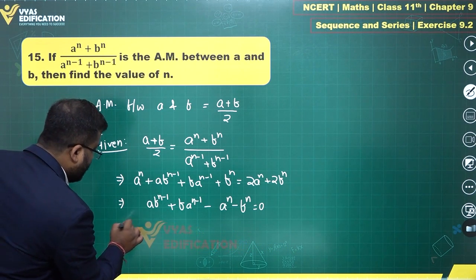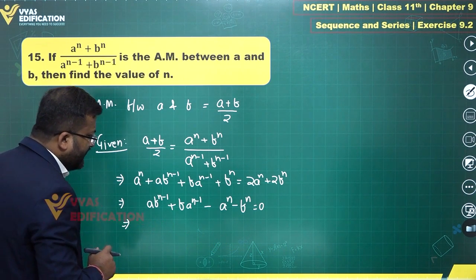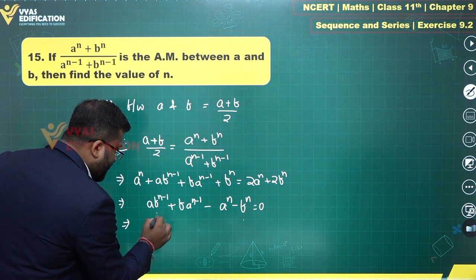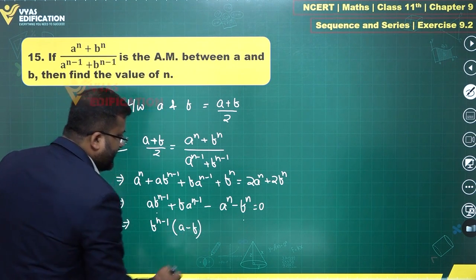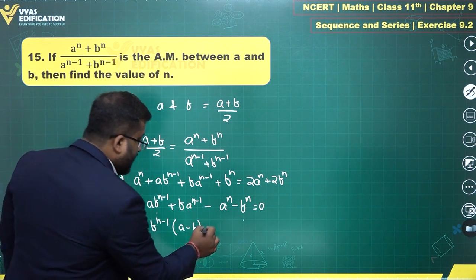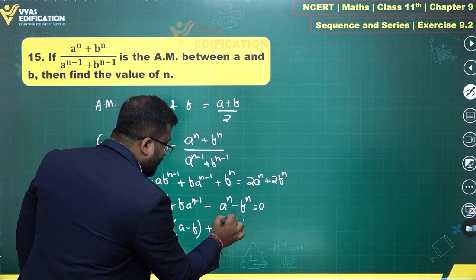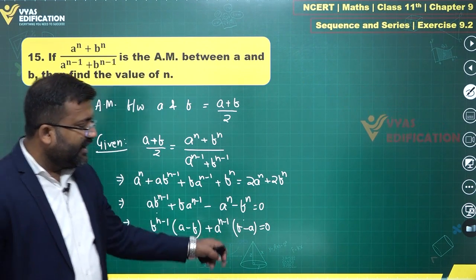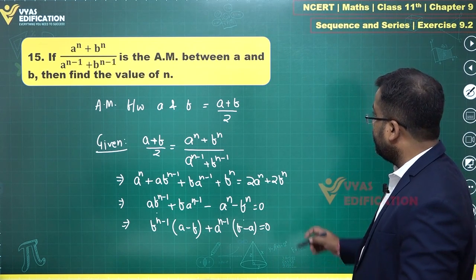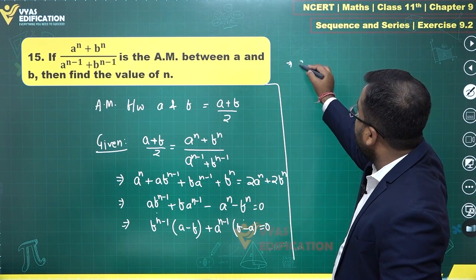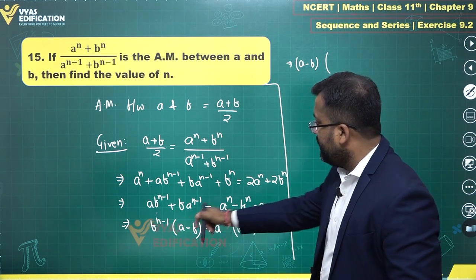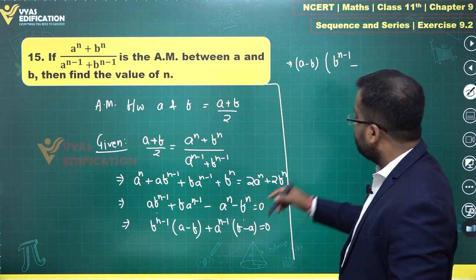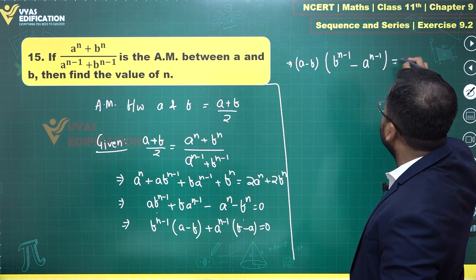What else? So that further tells me, between this and this, can I take out b^(n-1) common? Yes. What remains is a minus b. Between this and this, I can take out a^(n-1) common. What remains is b minus a, and this is equal to 0. Can you take out a minus b common from this complete expression? Yes. So that gives me (a - b) times (b^(n-1) - a^(n-1)) is equal to 0, since b minus a is minus of a minus b.